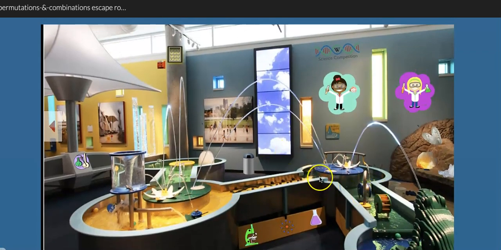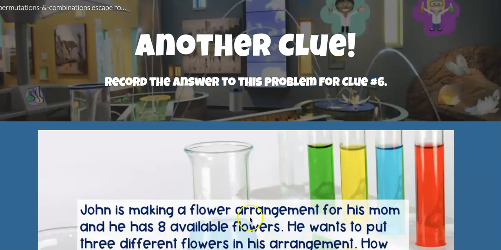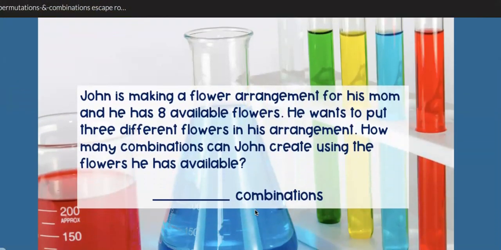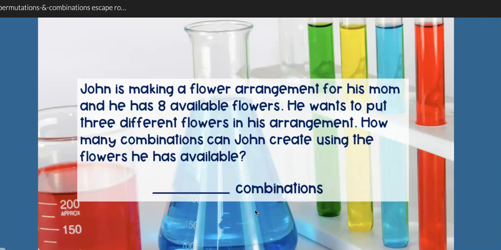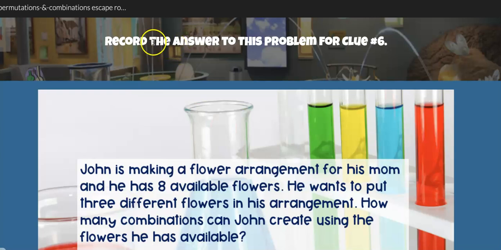I'll give you an example of what you're doing. When you click on things around the room, you may get clues or you may get decoys. So when you click, that is a clue. It says John's making a flower arrangement for his mom, and he has 8 available flowers. He wants to put 3 different flowers in his arrangement. How many combinations can John create using the flowers he has available? So how many different combinations can he make? You have to decide, is this a combination problem or a permutation problem? And this says record the answer to this problem for clue number 6.